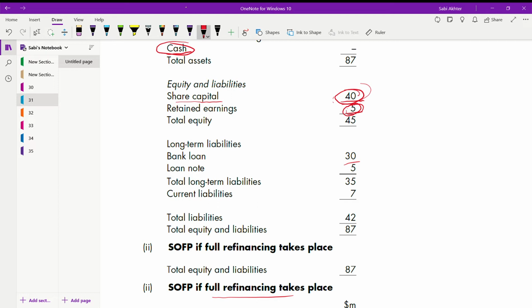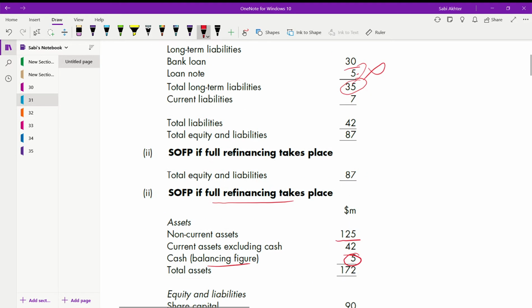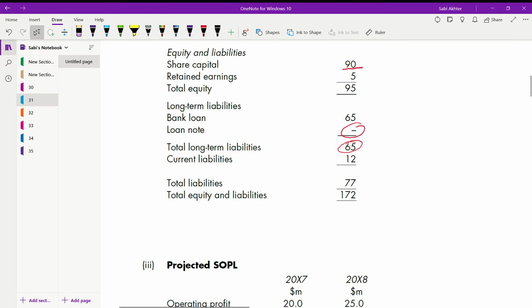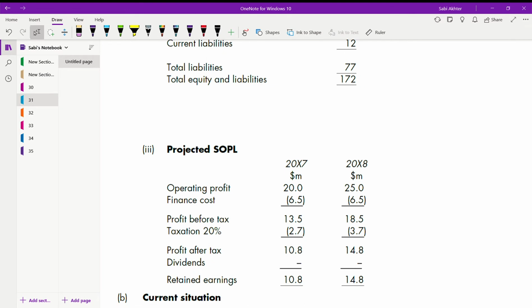Before it was 35. We had loan note and we had bank loan. Now loan note is cancelled because of full refinancing. So this is the impact. This is how you show the impact. Come into this projected. For 2007 also we have, 2008 also we have.